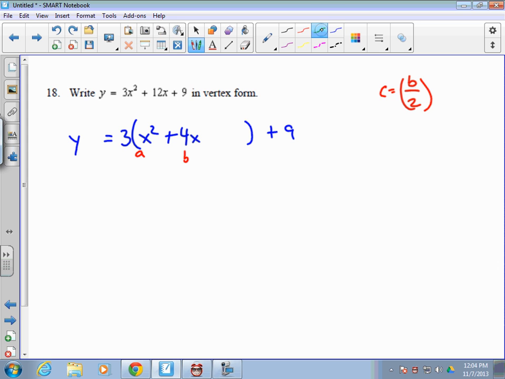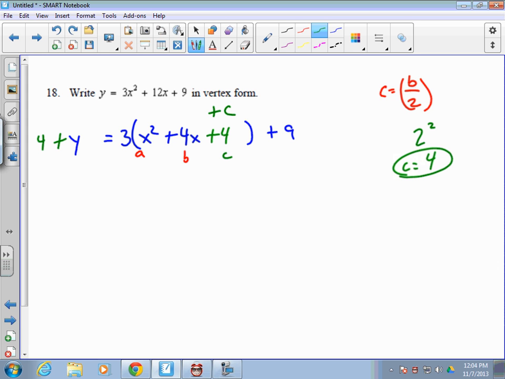So we're adding in plus c. So we're looking for c's value. So 4 divided by 2 is 2, and 2 squared is 4. So c's value is a positive 4, so plus 4. If we add 4 there, we have to make sure to add 4 here.